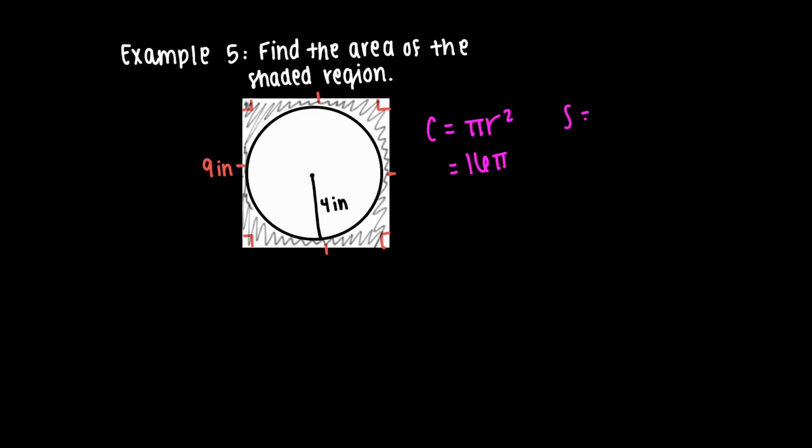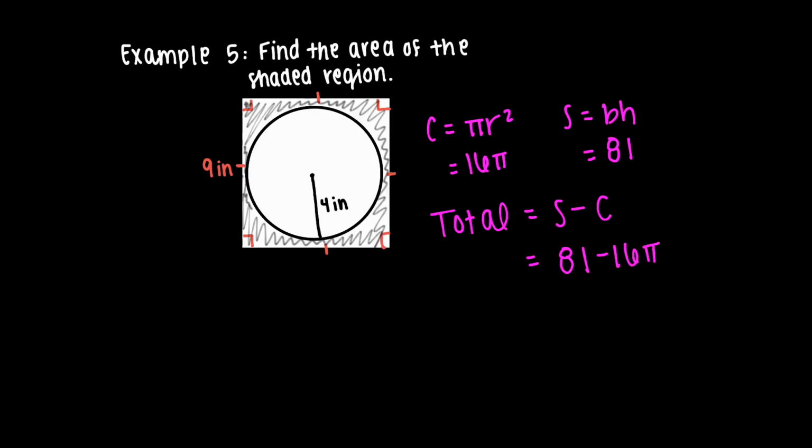Now for my square, you take the base times the height. Since they're both the same, it ends up with 81. I'm going to subtract for my total the square minus the circle, so that ends up with 81 minus 16 pi. Because these aren't similar terms, we can leave it like that. I'm going to plug it into my calculator so we can see what it would look like as a decimal. If you have a calculator that would do that, you can go ahead and do it as well. And you would end up with 30.73 inches squared for just the shaded region.